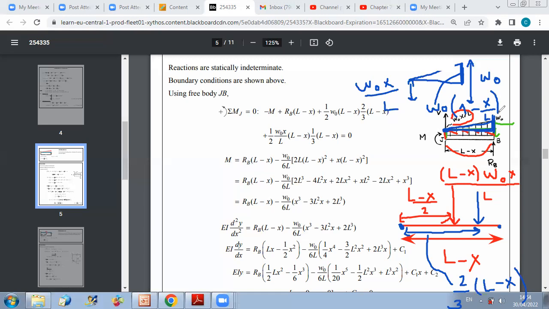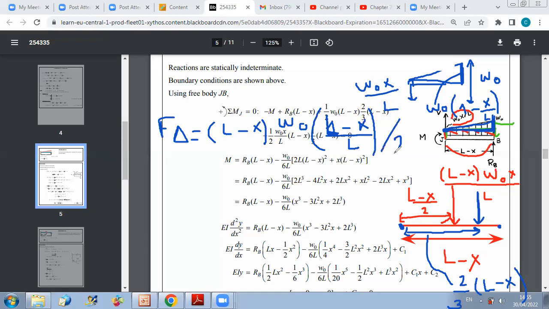Okay, and then to find this force, you can say that the force of the triangle is equal to base, which is L minus x, times height, which is omega 0 times 1 minus x over L. You can replace 1 minus x over L by L minus x over L, over 2. So this is the force. But when you write the moment, you should multiply the force by the distance. So now let us write the sum of moments about this point.